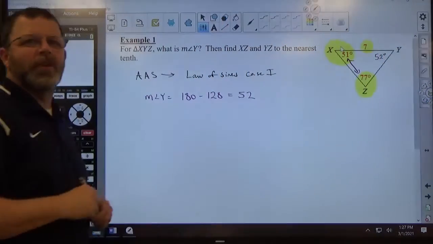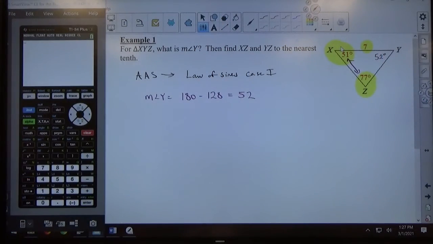Okay, notice this is almost an isosceles triangle. We missed it by 1 degree. If those two angles were the same, then those two sides we don't know would be the same, right? But since they're different, the two sides we don't know are different, but they should be pretty close to each other. It's kind of a self-checking type thing. Not isosceles, but pretty close.